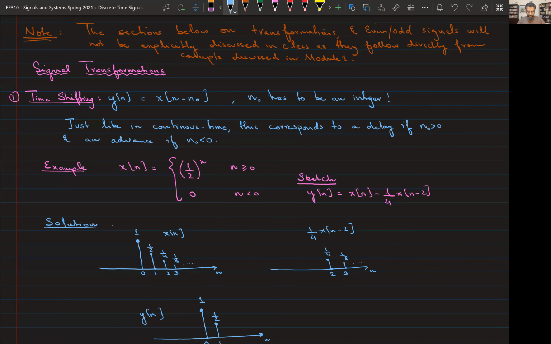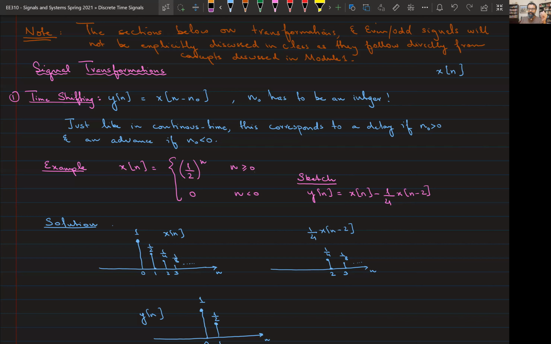Okay, so we are talking about discrete time signals and some of the ideas. Just a very quick recap. This is the notation that we've been using for a discrete time signal, x of n, where the square brackets indicate that I'm talking about a discrete time signal, and the index n takes values only over the integer set.